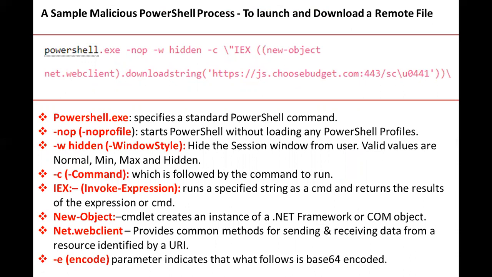The purpose of this script basically is to launch and download a remote file. To be able to analyze PowerShell scripts, you have to be familiar with certain PowerShell commands and flags. So looking at this sample PowerShell script, what we have is PowerShell.exe -nop -w hidden. So let's go through it. PowerShell.exe just specifies that a standard PowerShell command is going to be executed, right? So -nop means no profile.